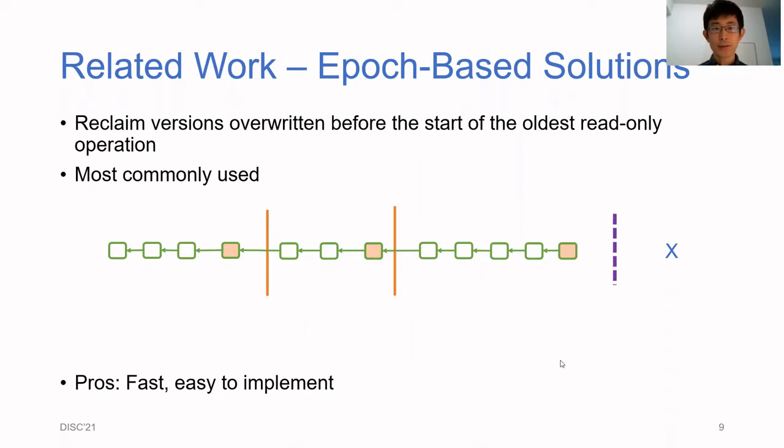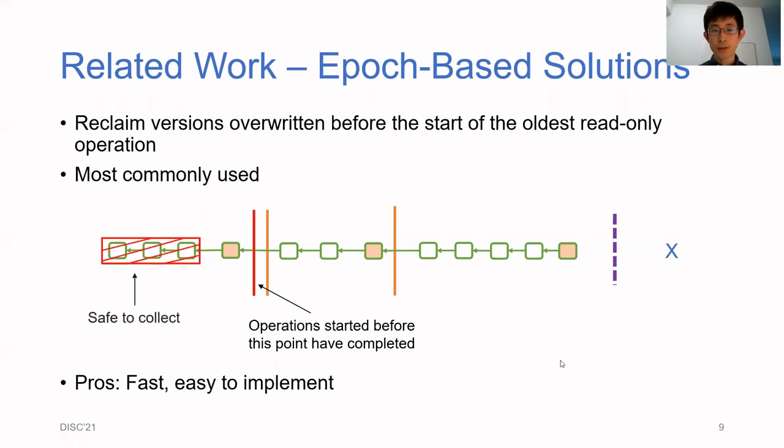This involves keeping track of some point in time such that all operations that started before this point have completed. In this diagram, this is represented by the red line. Any version that was overridden before the red line will never be accessed again, so they are safe to free.